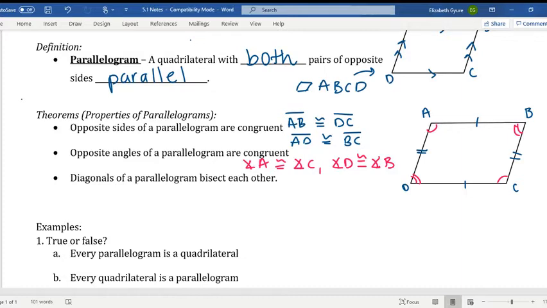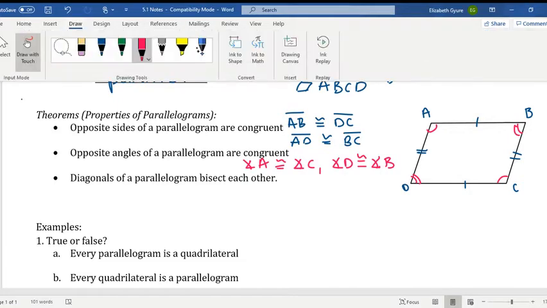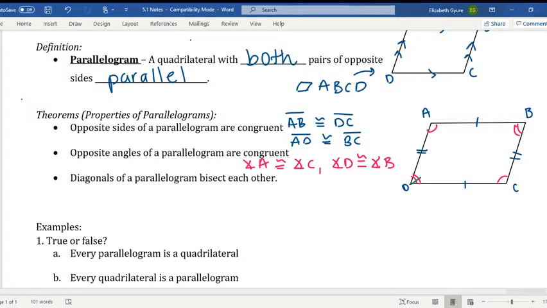And then our last theorem for parallelograms for this section is that the diagonals of a parallelogram bisect each other. So the diagonals aren't currently drawn in, but diagonals go, remember, from vertex to vertex. So you could have a diagonal going from D to B and from A to C. If you have those diagonals, they bisect each other, which, remember, forms a midpoint. So you would then have a midpoint there.